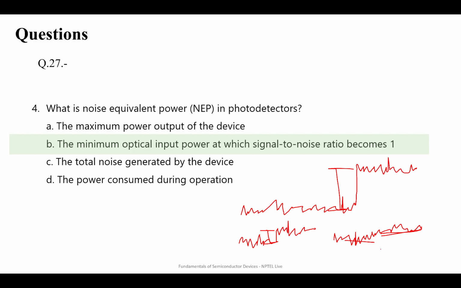So this is the minimum power at which I am not able to detect any signal. That is called my noise equivalent power, NEP. And then detectivity, D, is 1 upon NEP. What is the full form of D, sir? Detectivity. Okay, sir.